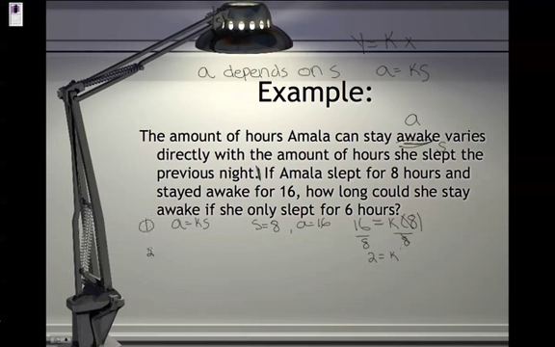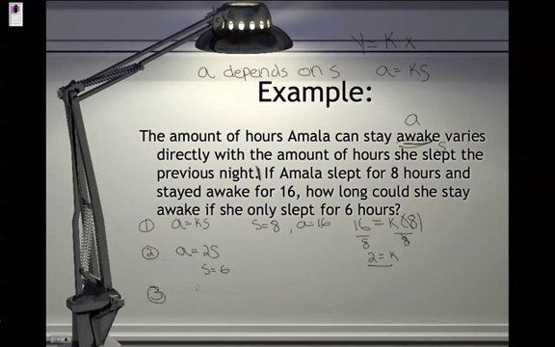We'll use that to rewrite an equation for direct variation in terms of A and S. So let's say we have A is equal to, we know what k is now. K is 2. So A is equal to 2 times S. So that means she can stay awake for twice as long as she sleeps. So if she only slept for 6 hours, then we have S is equal to 6, and we'll just plug that right back into the new equation we have, and that'll be our third step.